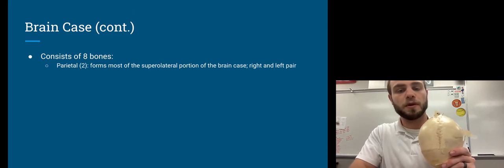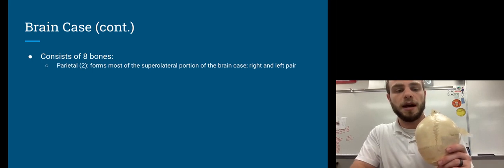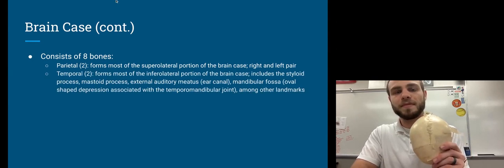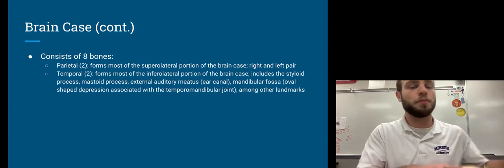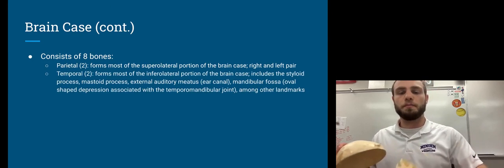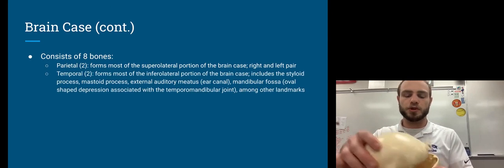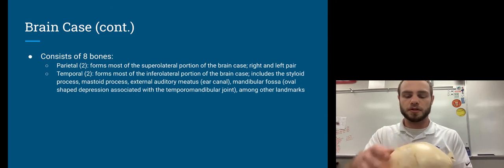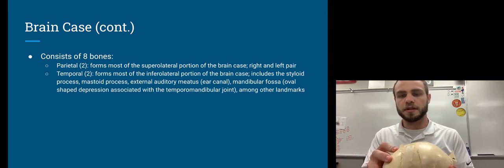They're going to form the superolateral portion of the brain case, and there are two of them, a right and a left. You also have two temporal bones, which are going to form most of the inferolateral portion of the brain case. So I'll put our skull back together here and point those out.